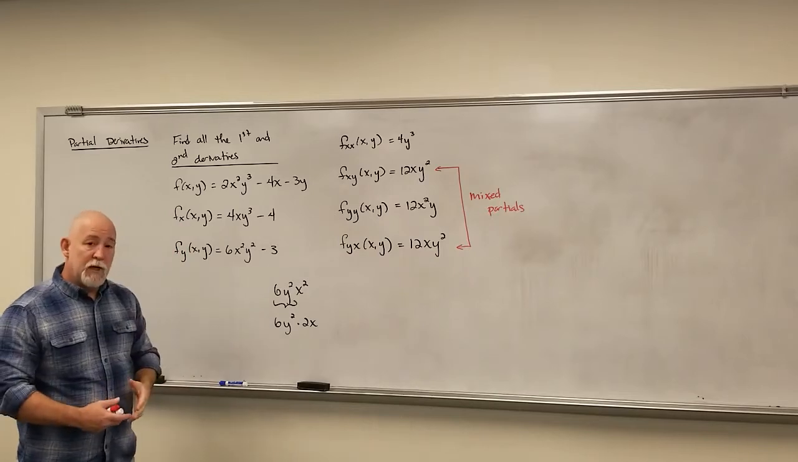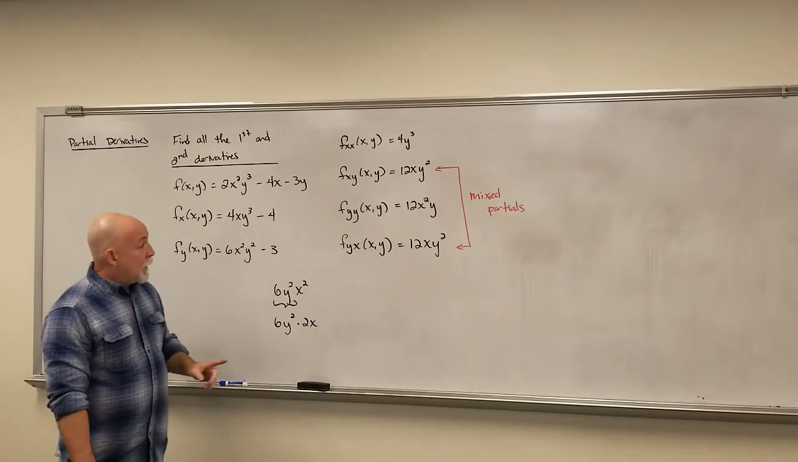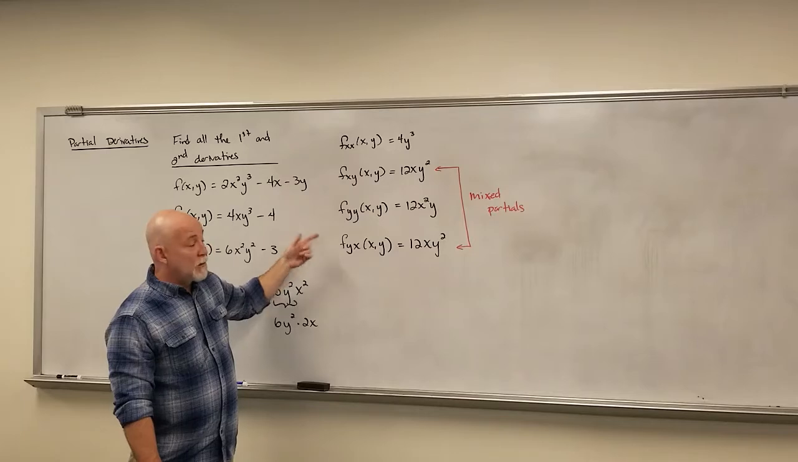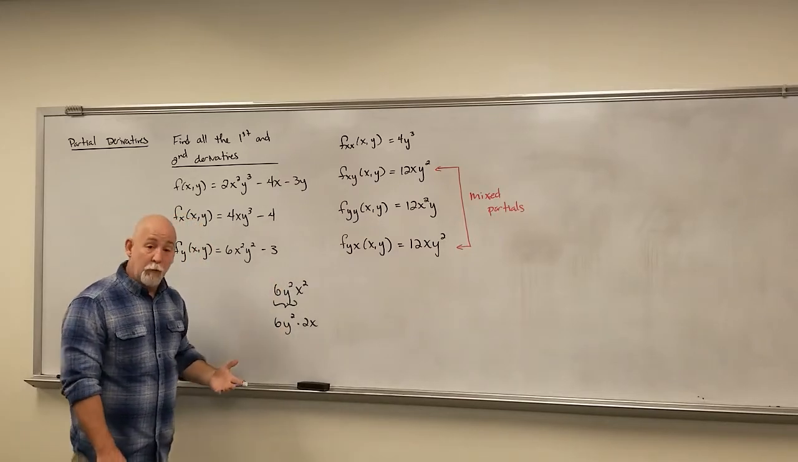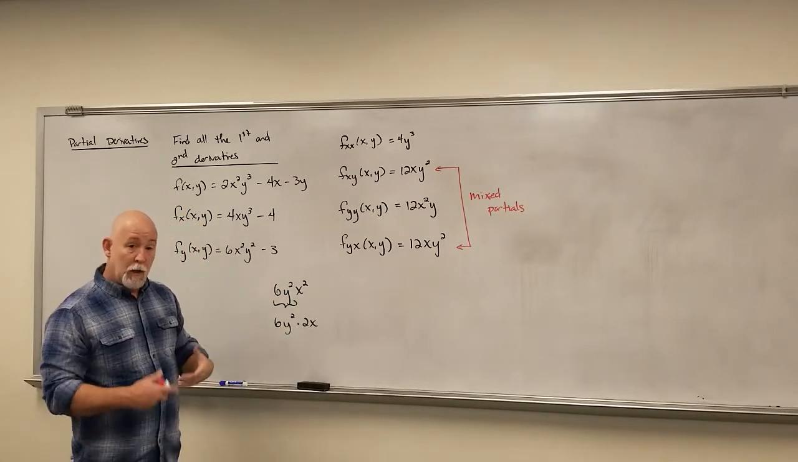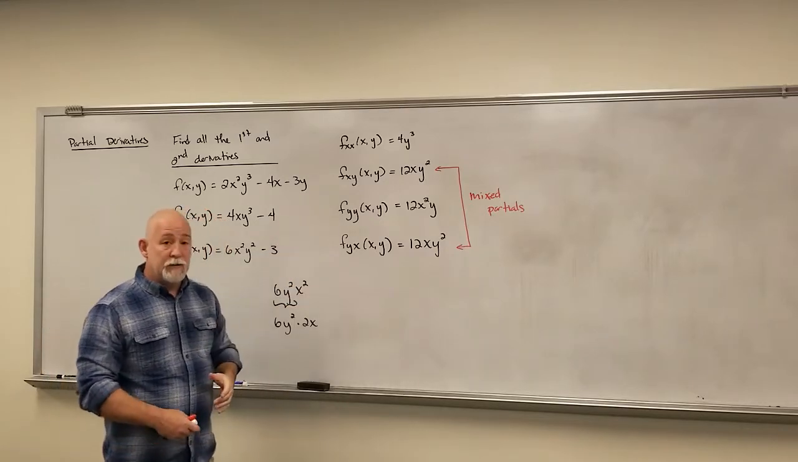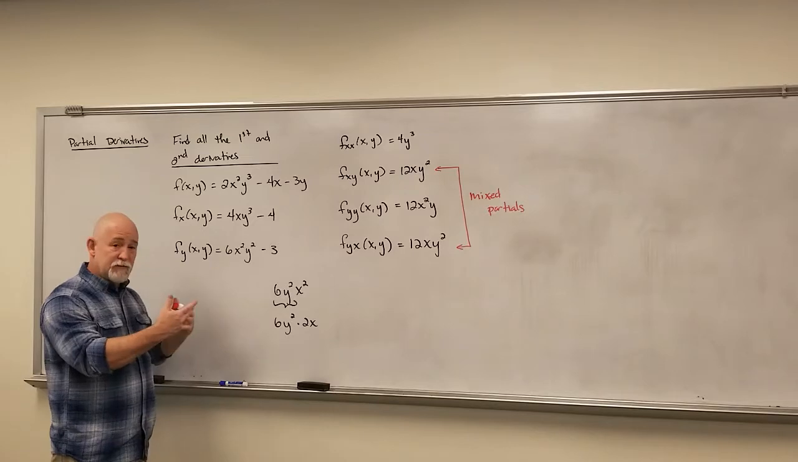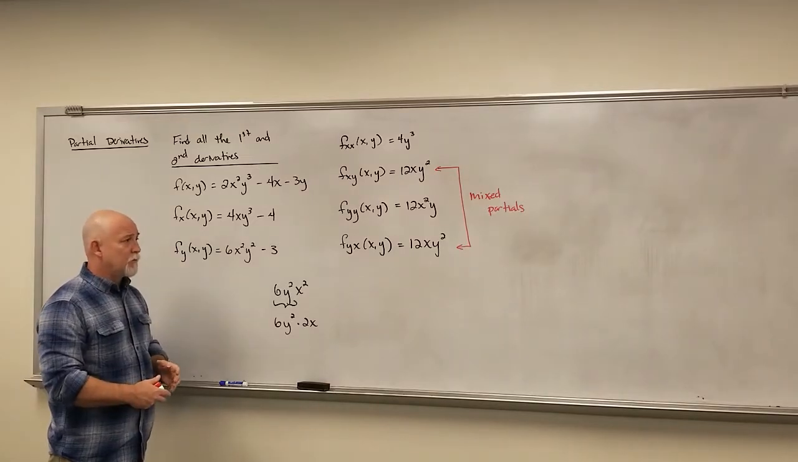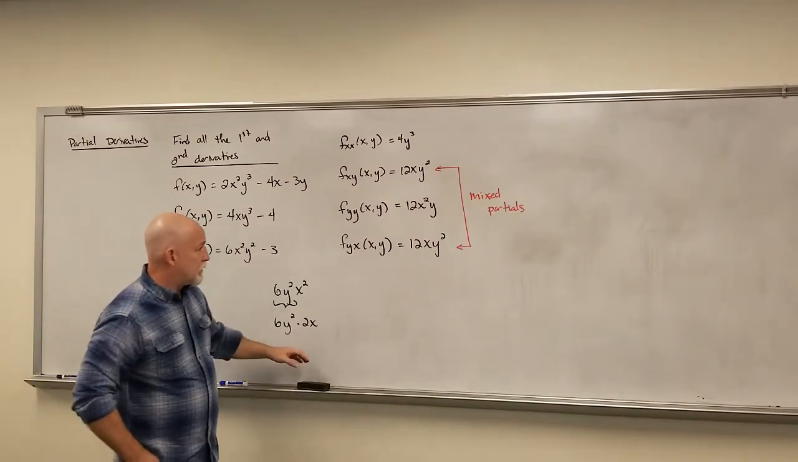That's going to be a pretty good check for you when you're doing these problems. If you don't get the mixed partials are equal, most likely you have made a mistake somewhere. Go back and see if you can find it. The only time that the mixed partials are not equal to each other is if the function's not continuous at certain parts, which you're most likely not going to run into much at this stage.